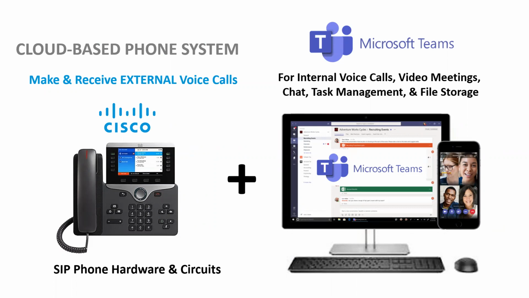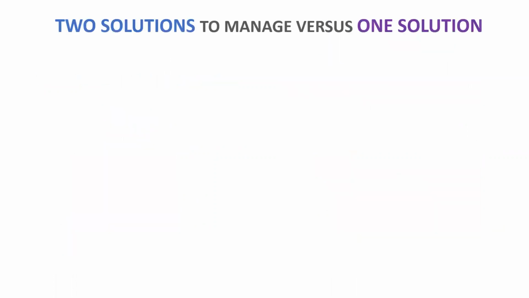Now, when we talk about internal voice calls, video meetings, chat, task management, file storage, that is all used by Teams. You've got Presence, IM, everybody communicates, uses it. It's a great internal tool. Why not add voice to it? Why do you want to have two solutions to manage versus one? It just doesn't make any sense.